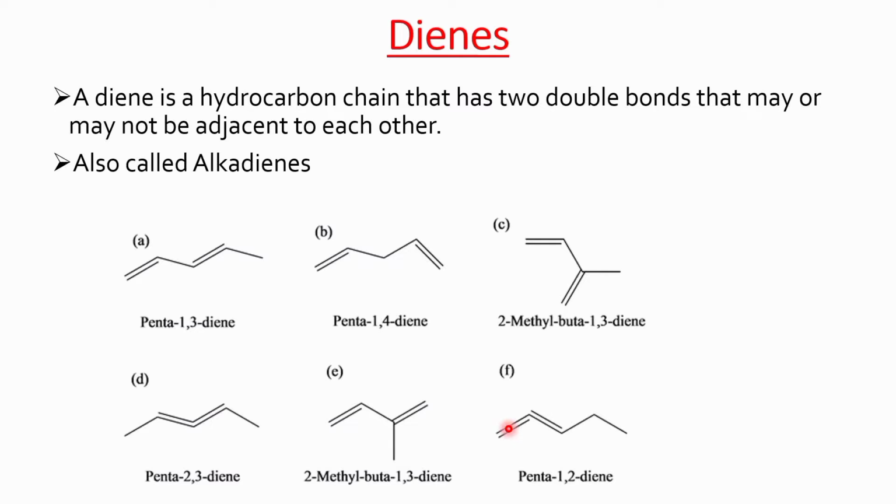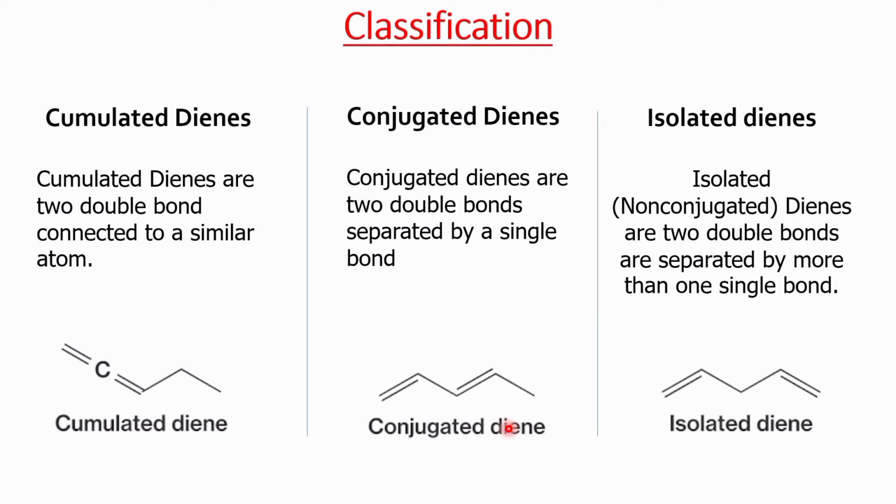They are basically non-ring compounds. Ring compounds are not termed dienes. They are straight chain compounds having two double bonds. So these are also called alkadienes. Now these are classified into three categories: cumulative dienes, conjugated dienes and isolated dienes.